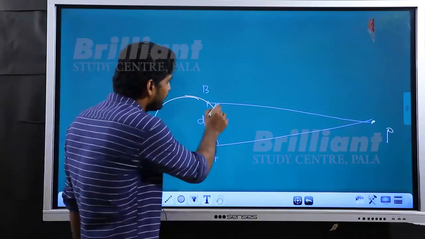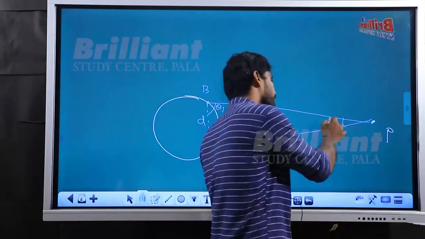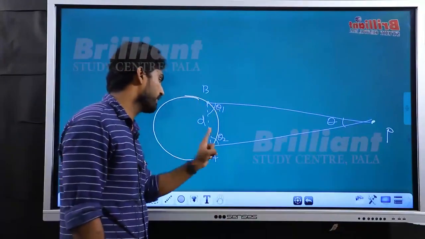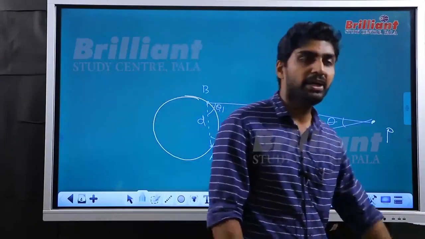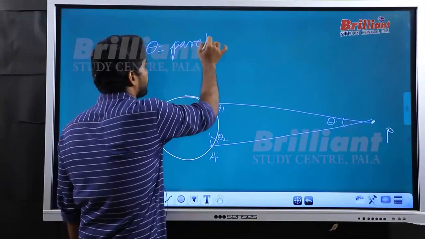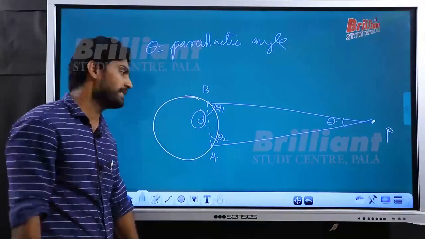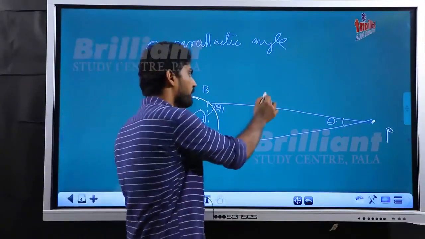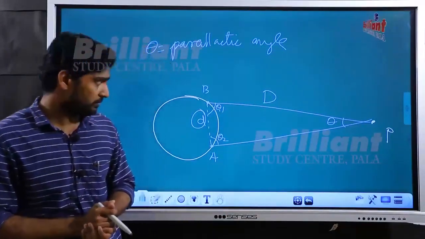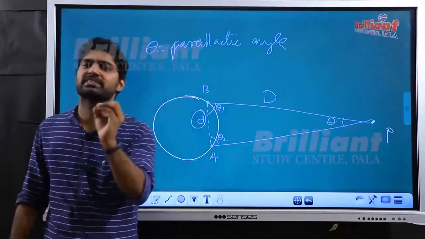Now if we know this angle theta 1 and theta 2, using the simple angle sum property, we will be able to calculate this theta. Is that clear? So if we are able to find theta 1 and theta 2, we can easily calculate theta. So theta is what we call the parallactic angle, or simply the parallax angle. This D over here is what we call the basis for the parallax. Now, this D is very small compared to the distance, so theta will be very small, much less than 1 radian.